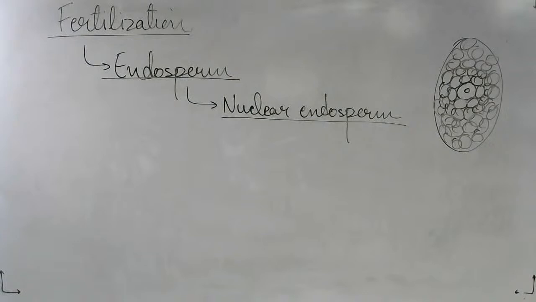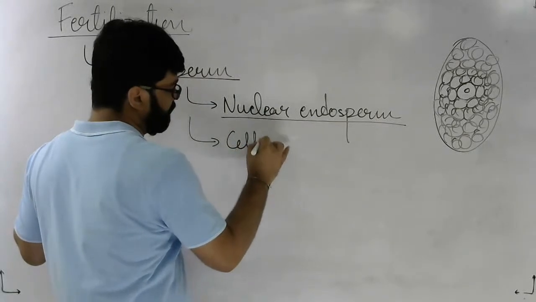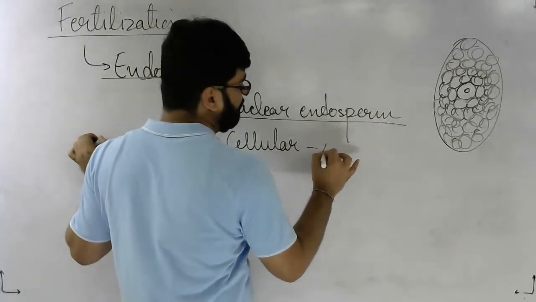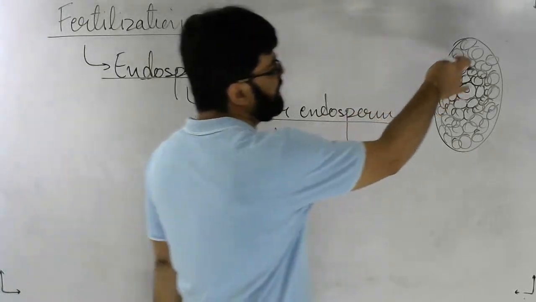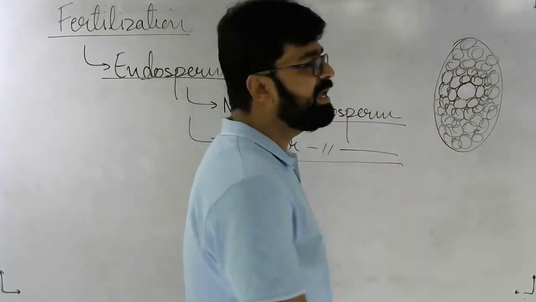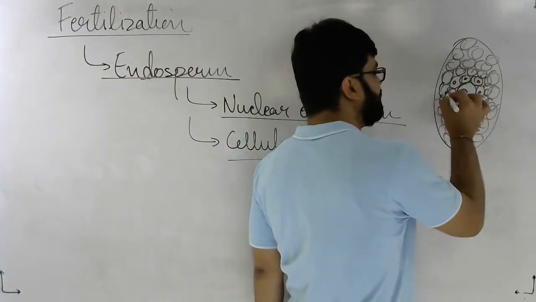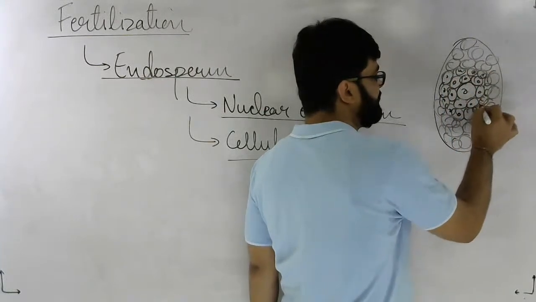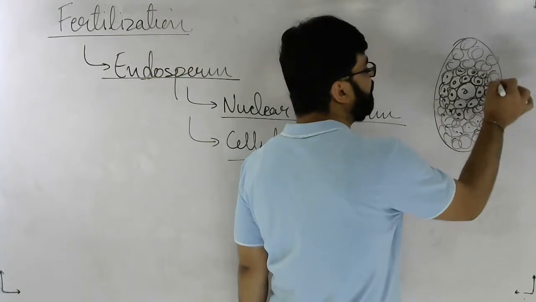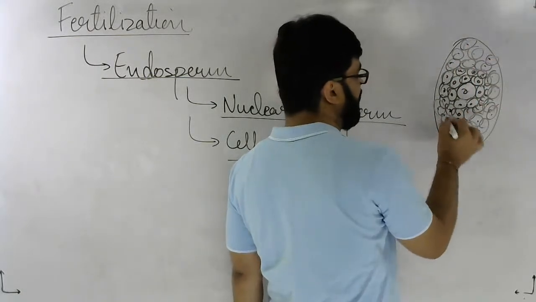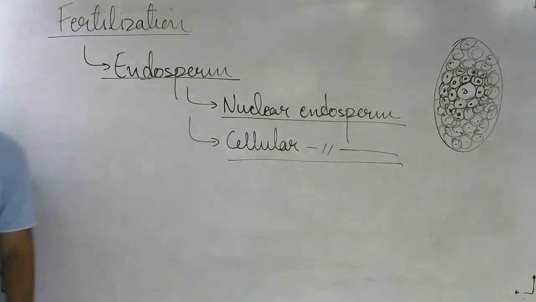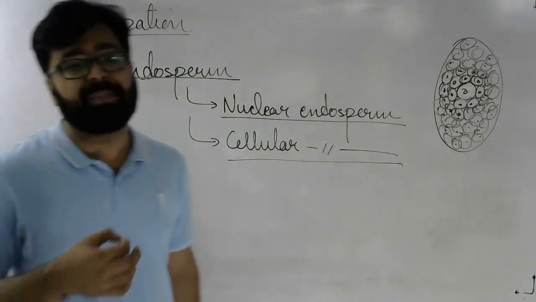Next is cellular endosperm. Okay, definitely, here nuclei are formed. In place of nuclei, everywhere cells will be present. Okay? Yes, cells will be present. This type of endosperm formed is known as cellular endosperm. And the example of plants in which cellular endosperm is found is petunia and balsam.